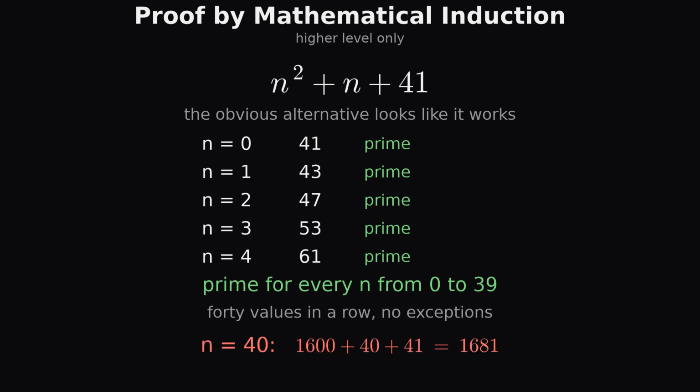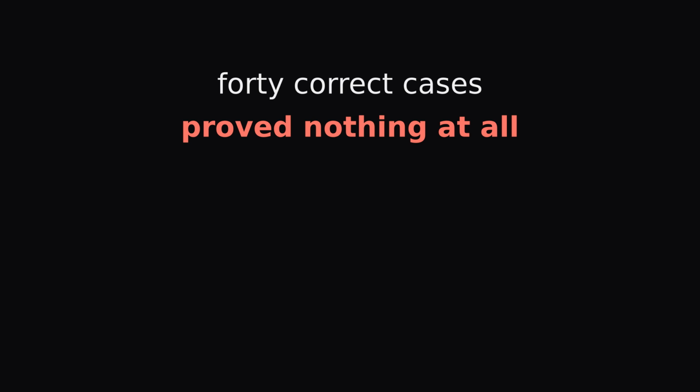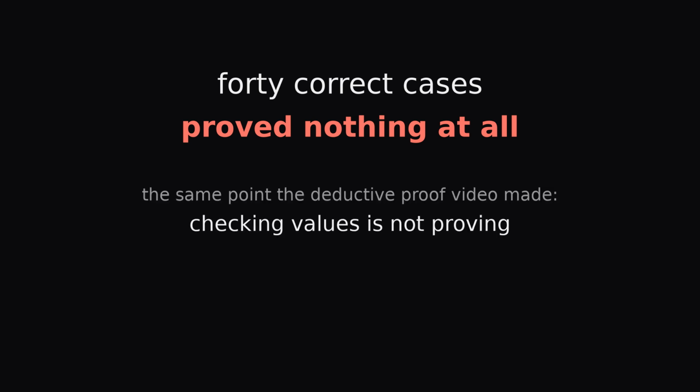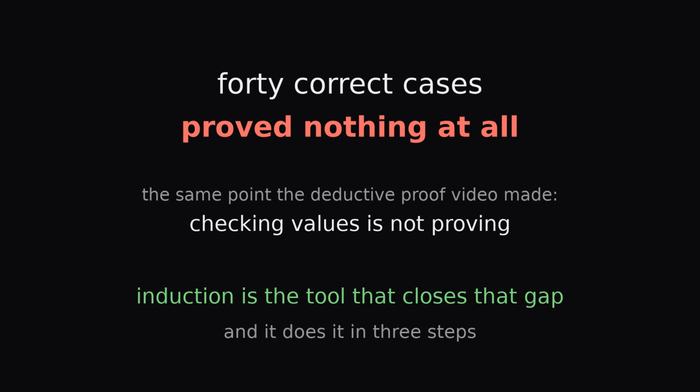And at 40, it dies. 1600 plus 40 plus 41 is 1681. And that is 41 squared. Not prime. 40 correct cases prove nothing at all. That is the same point the deductive proof video made. Checking values is not proving. Induction is the tool that actually closes that gap.